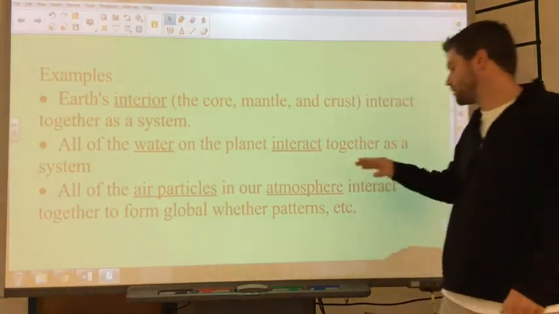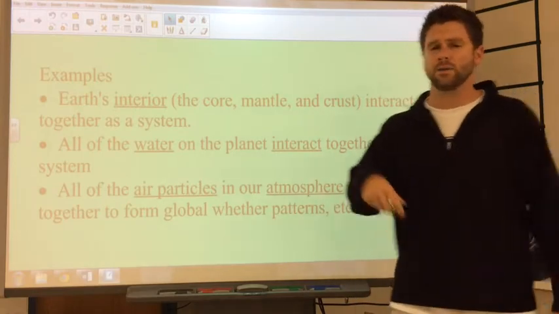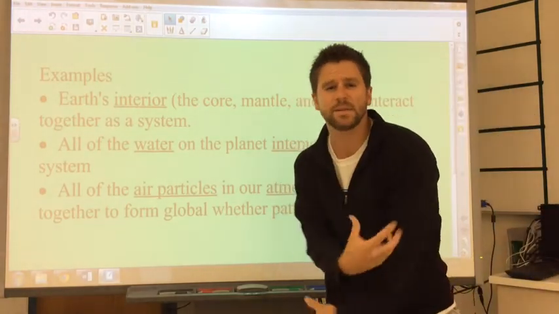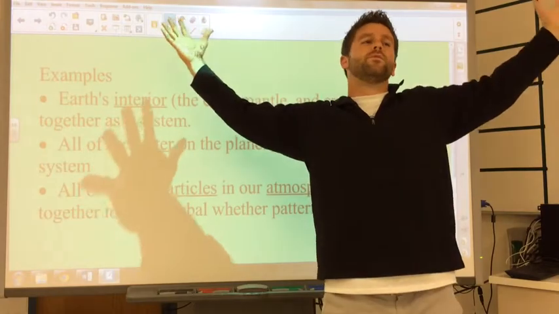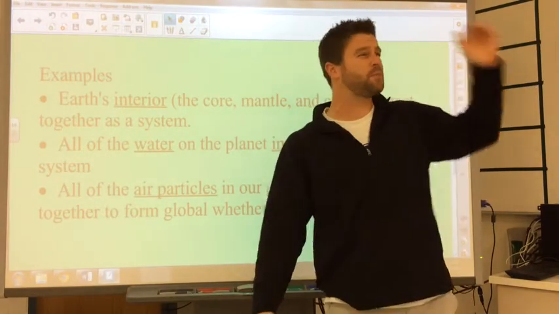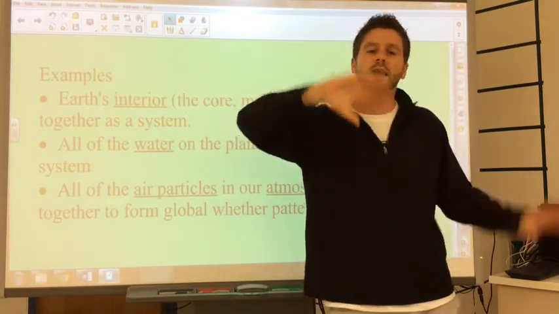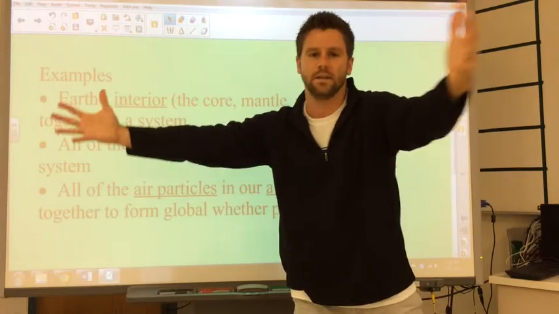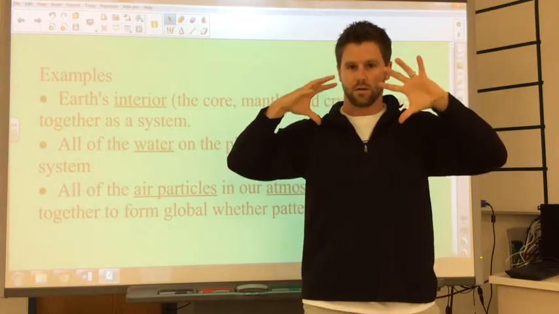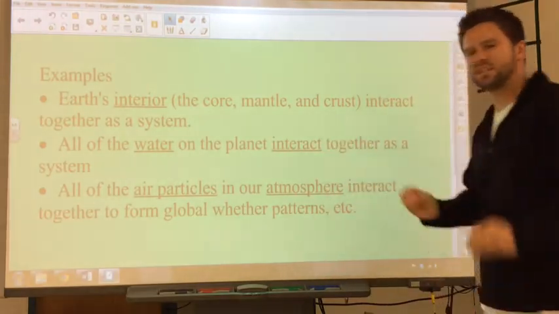All of the air particles in our atmosphere interact together to form global weather patterns. It's crazy to think of, but take a deep breath. The air that you're breathing could have been in Florida yesterday, could have been in Alaska yesterday, could have been in Europe the other day. All of us are connected in one big globe, one big system, okay? So those are some examples of these different systems.